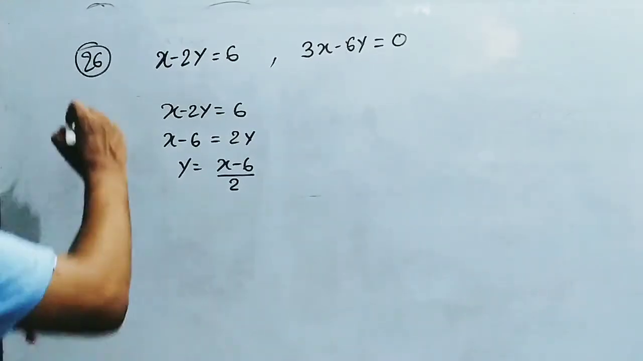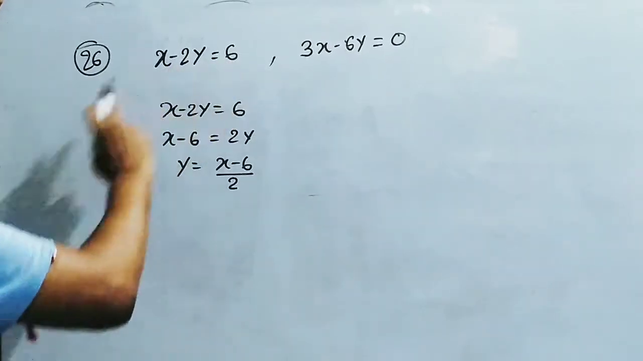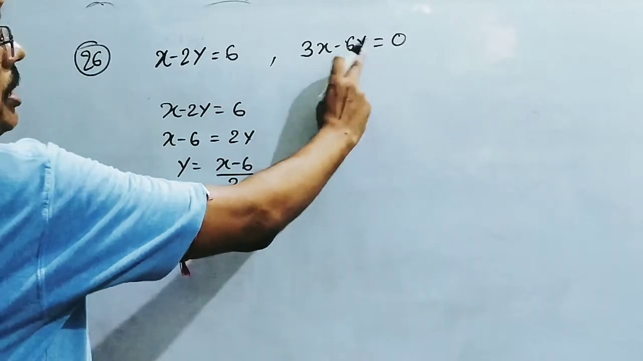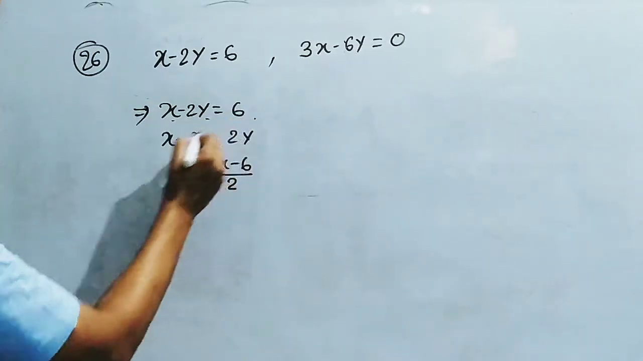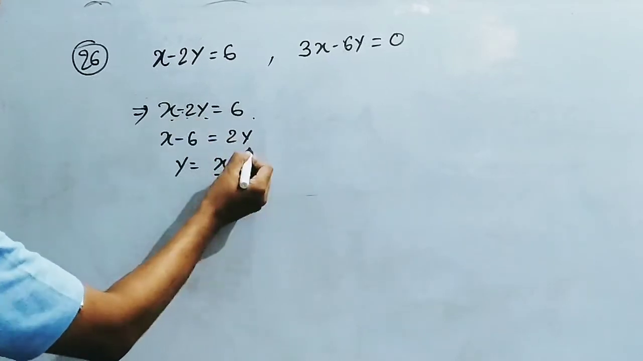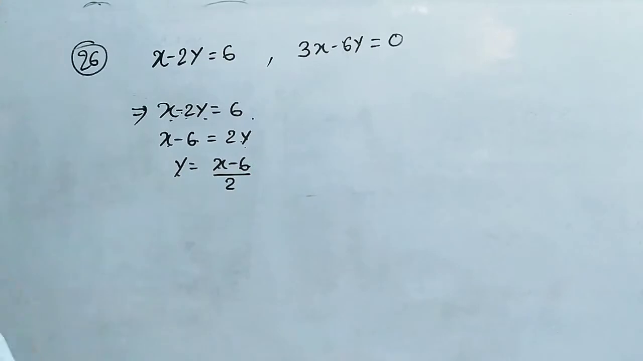Now see question number 26. There are two equations. First is x minus 2y is equal to 6, and second is 3x minus 6y is equal to 0. We write here x minus 2y is equal to 6. Then 2y is equal to x minus 6, hence y is equal to (x minus 6) by 2.